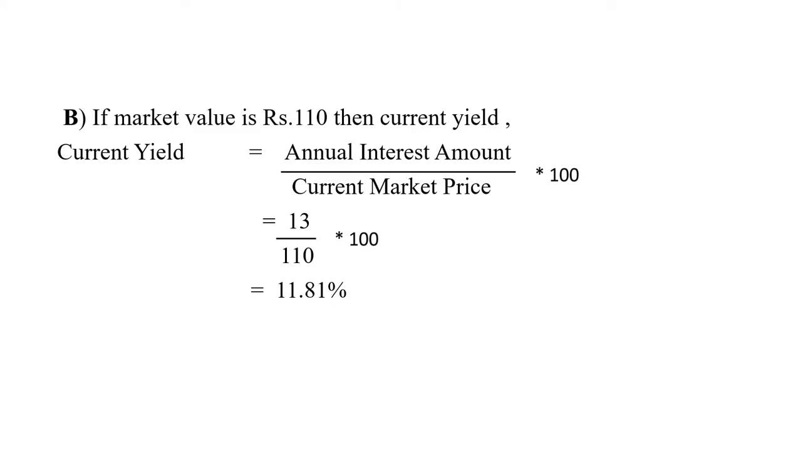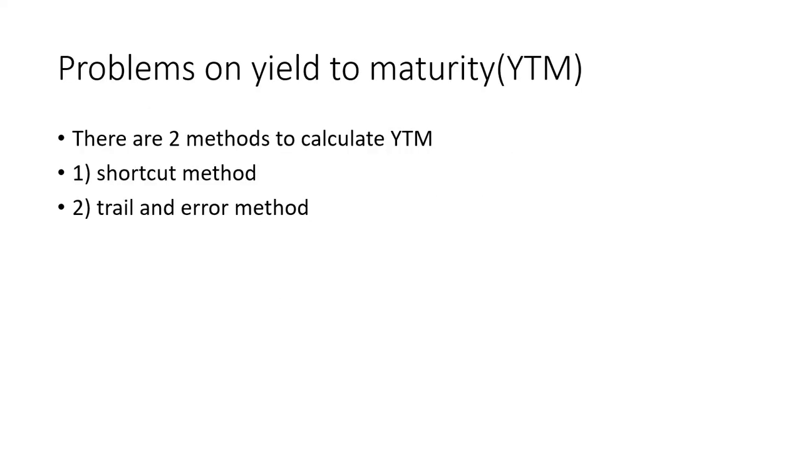11.81%. Okay, so that is about the current yield. So this is how we calculate the current yield. Okay, next. After the current yield, there is one more variety of problem, that is called problems on calculation of YTM, that is nothing but yield to maturity. Sometimes they ask the question to calculate the yield to maturity.